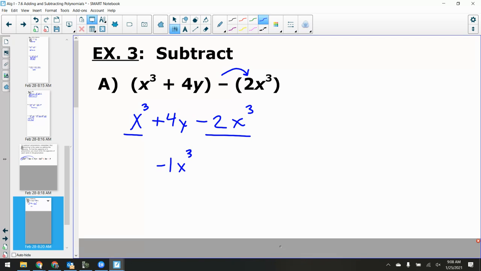Negative 1x to the third plus 4y. Do I need the negative 1 there? No, I just write negative.